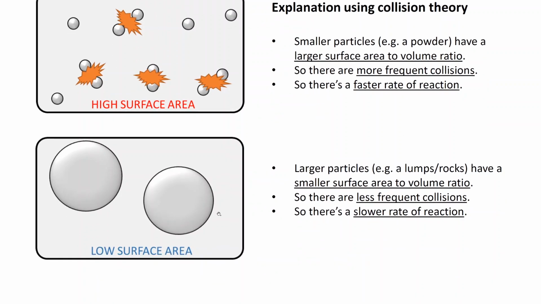If we have a larger particle, for example, lumps, chips, or rocks of a substance, they've got a smaller surface area to volume ratio. So our frequency of collisions will be lower and we will get a slower rate of reaction.